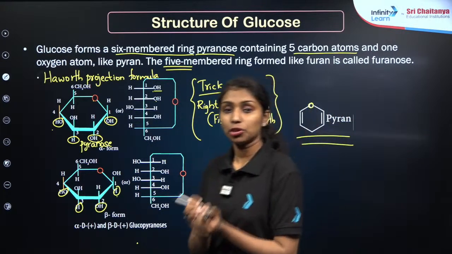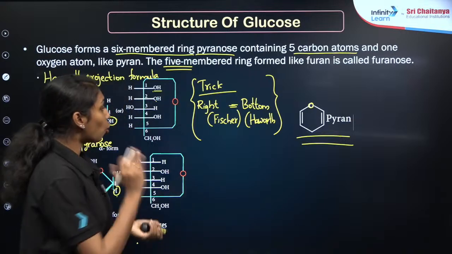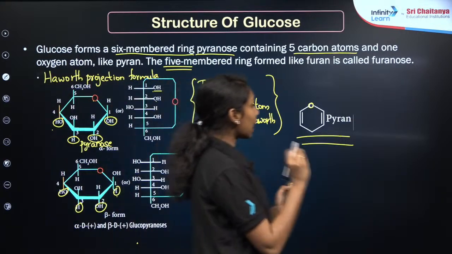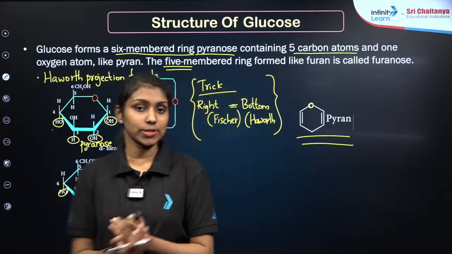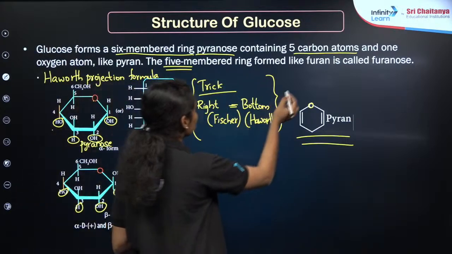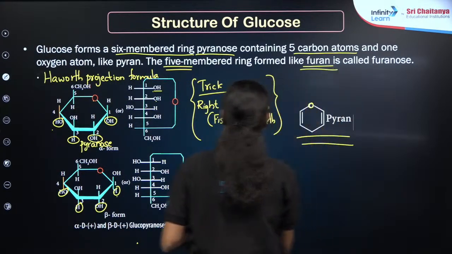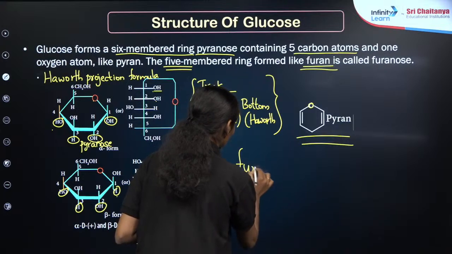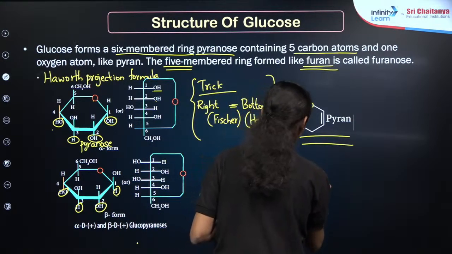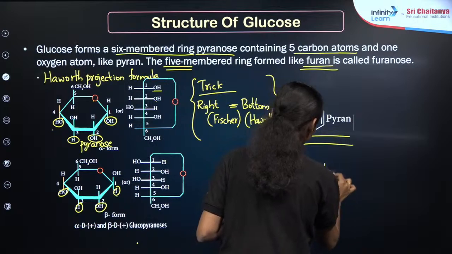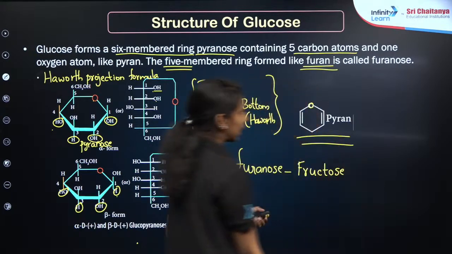Similarly, you can draw the Haworth projection formula for fructose also. The only difference is that fructose has a ketone group, so it is called a polyhydroxy ketose, and it has a structure similar to that of furan, so it is called polyhydroxy furanose. Clear?